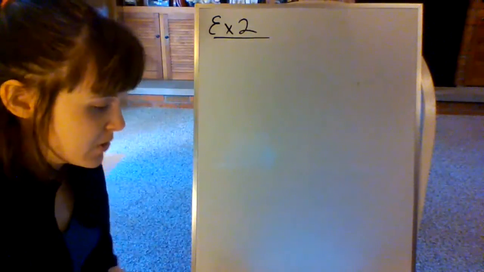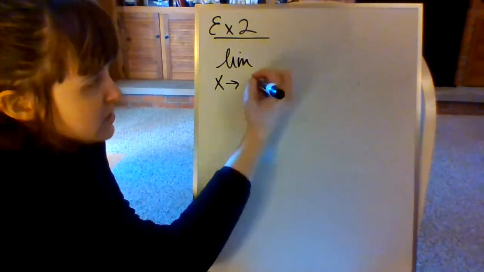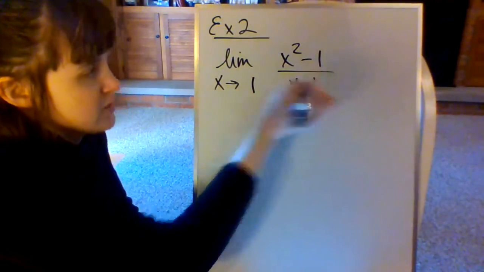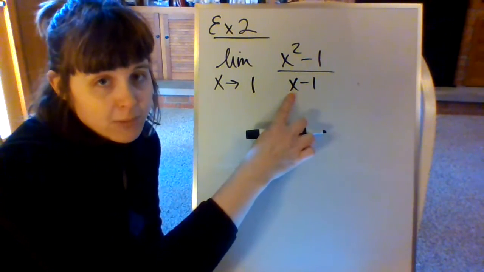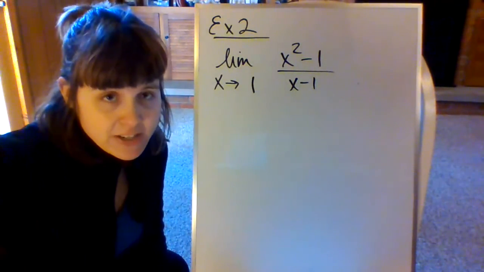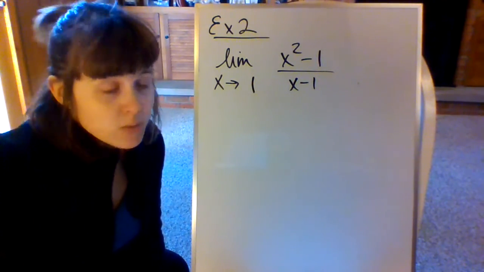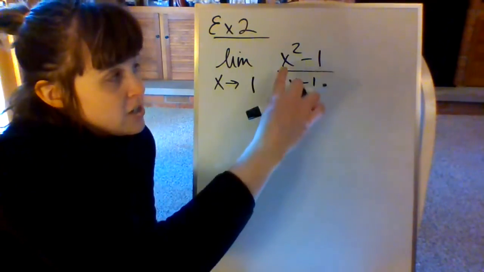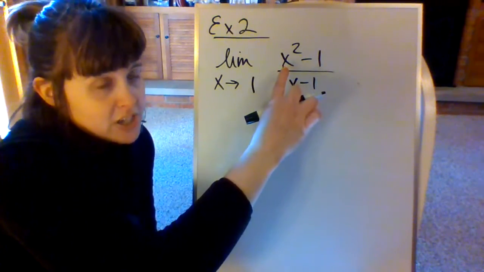Alright, so example 2, we have finding the limit as x approaches 1, and we have x squared minus 1 over x minus 1. Now, here the issue is, if you tried to plug in 1, the bottom part is going to equal 0, and we know that when you divide by 0, the result is undefined, so we cannot do that. And you're thinking, well, how can I factor that? Well, the top part here is called a difference of 2 squares. So that means you can find the square root of both terms, and then you can write the factorization like this.